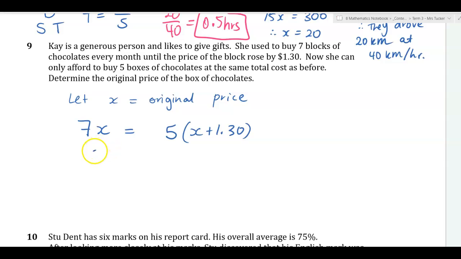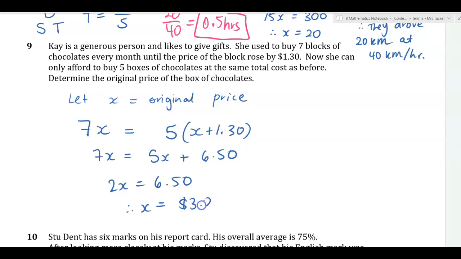Okay. 7x equals 5x plus, what's $1.30 times 5? $6.50. So we get 2x equals $6.50. Therefore, x equals $3.25. Final sentence, the original cost was $3.25. Yep.